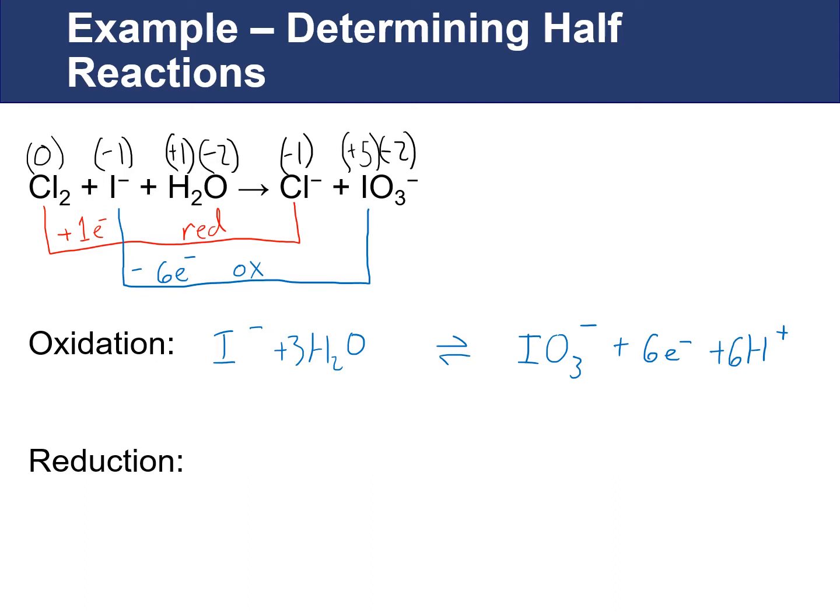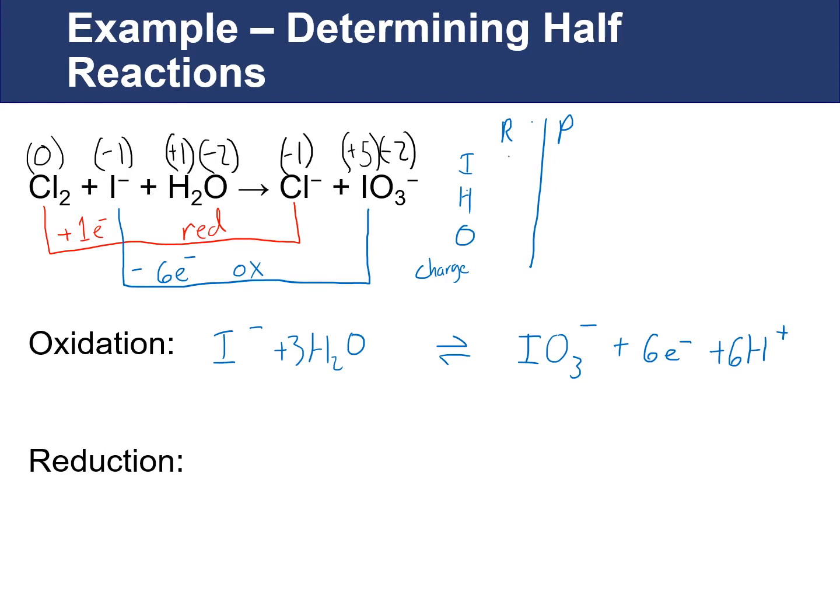Okay, at this point, everything should be balanced. To check, we're going to look at our reactants versus our products for iodine, hydrogen, oxygen, and then the charge.